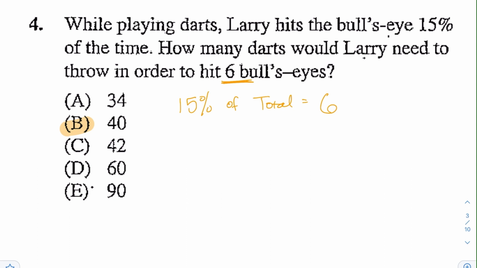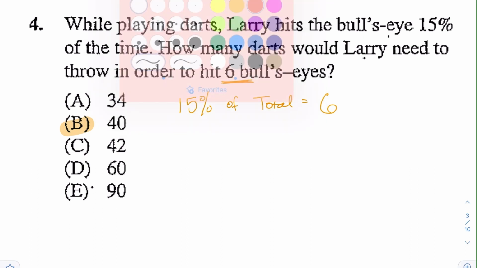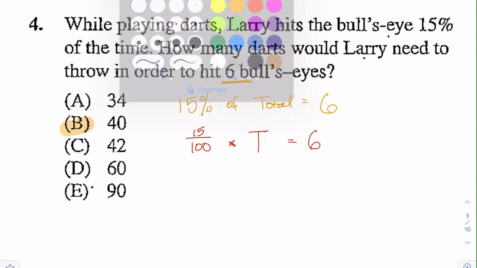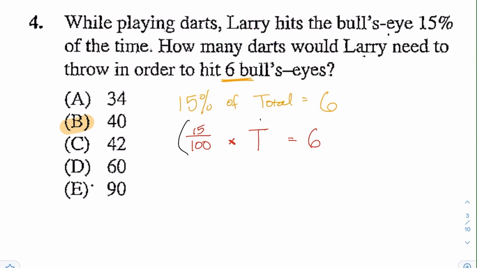We can also set this up using proportions or unit rate, just like what we did before. But in this case, we can use the equation method. Of means multiply here, and percent means divide by 100. So 15% becomes 15 divided by 100. And if you multiply by the variable t, you will get 6. Now, to solve for t, you have to multiply by the reciprocal, which is the upside down fraction. The upside down fraction is 100 over 15.